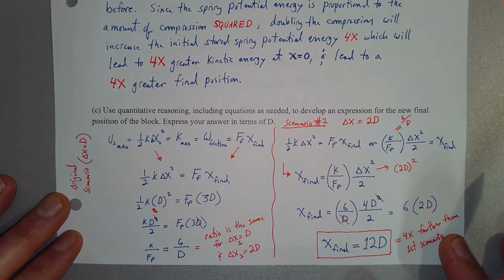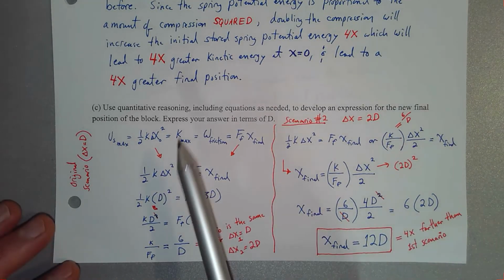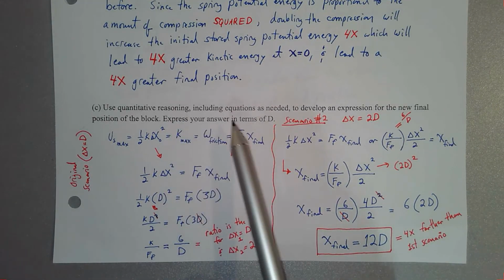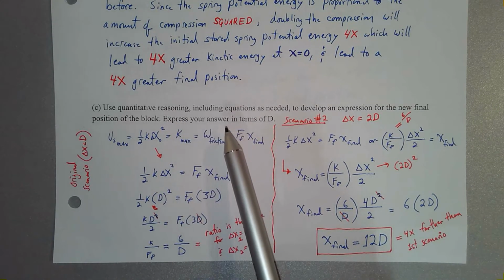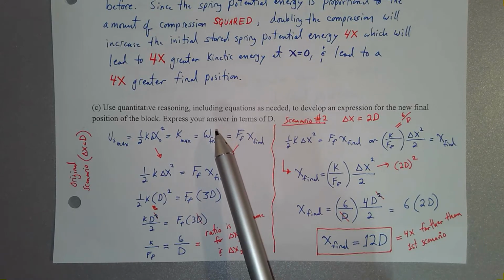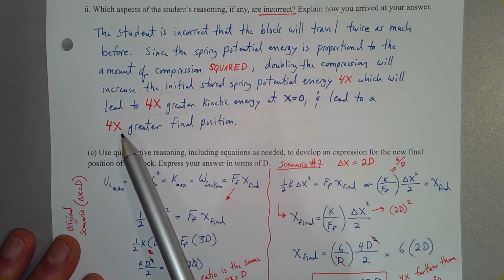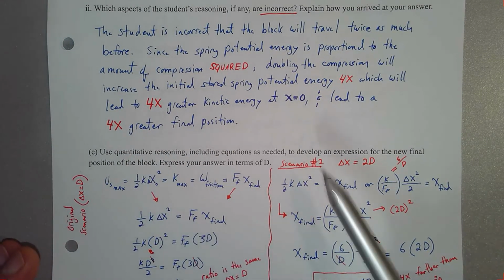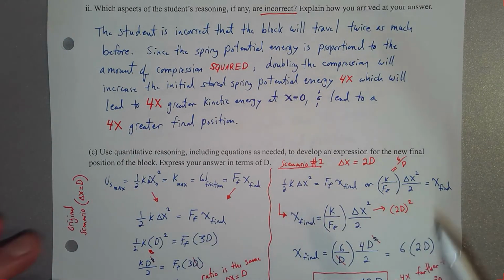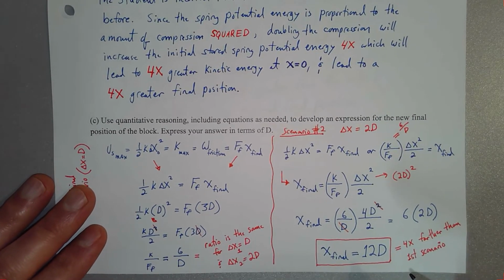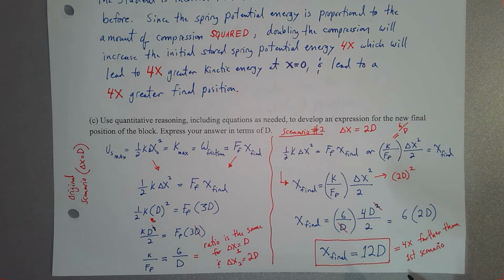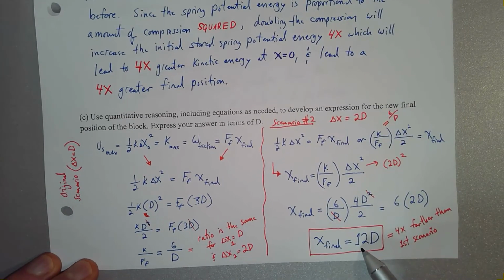Part C asks to use quantitative reasoning, which includes equations as needed, to develop an expression for the new position of the block. So up here we reasoned through that it should be 4 times greater, and this is going to be using an expression or equations to show that it will be 4 times greater. So if it originally slid to a final position of 3D, this should essentially show that we get to a final position of 12D.